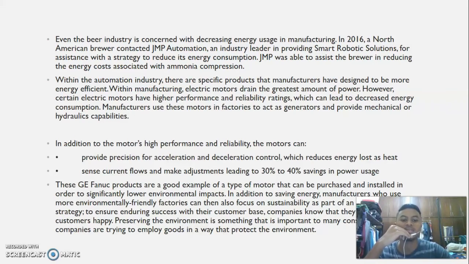In addition to saving energy, manufacturers who use more environmentally friendly factories can also focus on sustainability as part of an environmental strategy. To ensure enduring success with their customer base, companies know that they must keep their customers happy. Preserving the environment is something that is important to many consumers. As such, companies are trying to produce goods in a way that protects the environment.